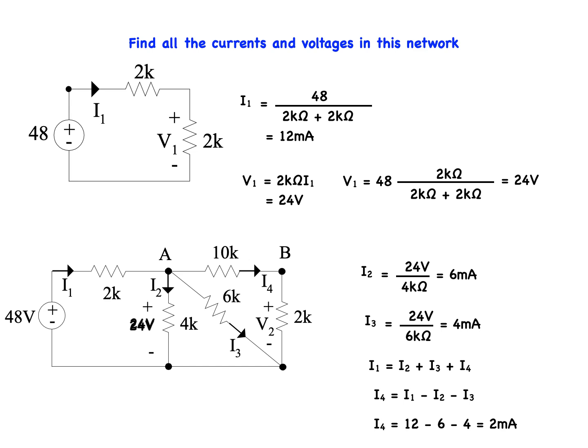The voltage V2 is then V1 minus the voltage drop across the 10K ohm resistor, which is the resistance times the current through it, I4, or 10K times 2 milliamps. So V2 is 24 minus 10K times 2 milliamps, which is 4 volts.